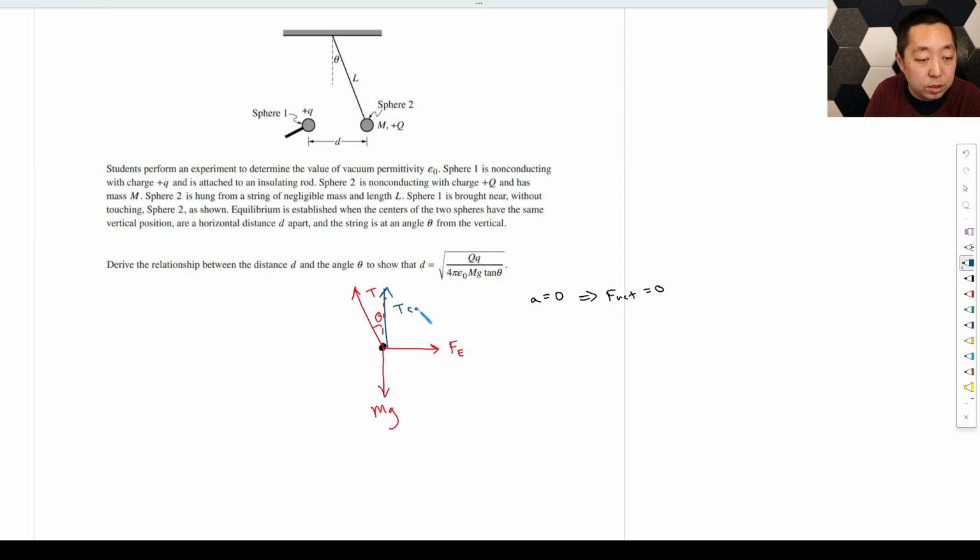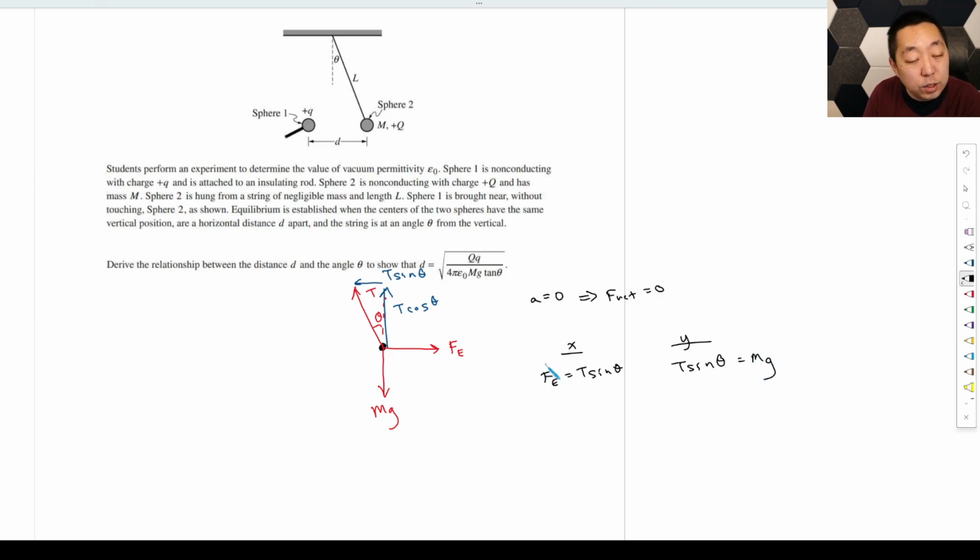This is T cosine theta. This is T sine theta. And now we need to look at the x and the y directions and talk about the forces. Because the net force is 0 because the acceleration is 0, that means the right forces have to equal the left forces. And the vertical forces have to equal each other. So the upward component has to equal the downward component.